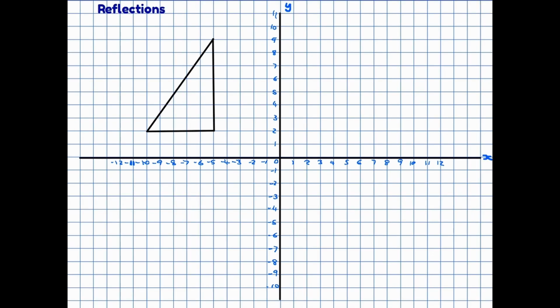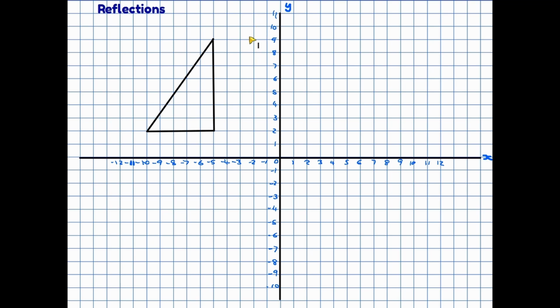So the third in our series of transformations is a reflection. Now, a reflection is exactly what it sounds like. We have to imagine for this particular skill that we are using a mirror. And we are going to draw a copy of this shape, I'm sticking with triangles again, as though it were reflected in a mirror. A question will tell you where the mirror is.